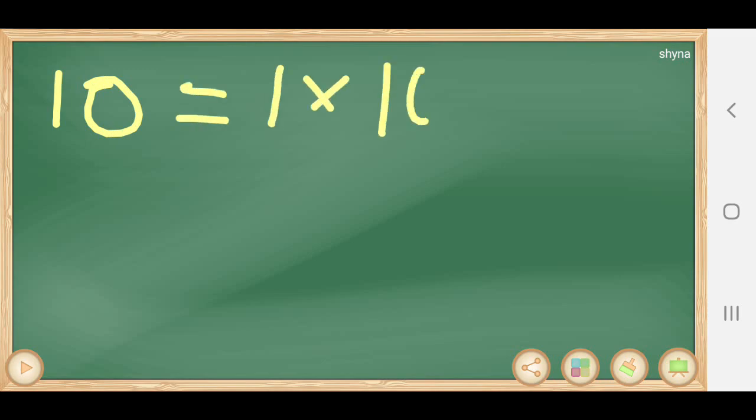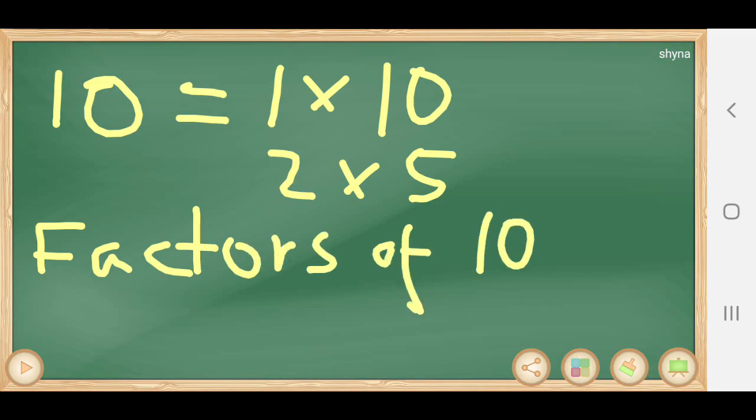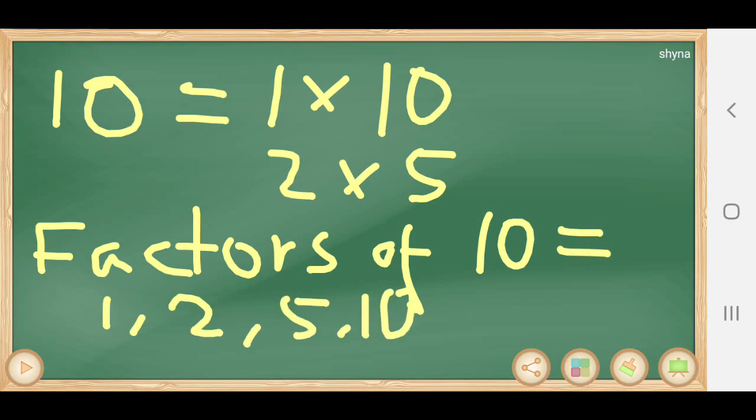Next, 10. 1 into 10, 2 into 5. You understand that if you proceed, the numbers will be repeated, so you can stop there. Then you write factors of 10 equal to 1, 2, 5, 10.